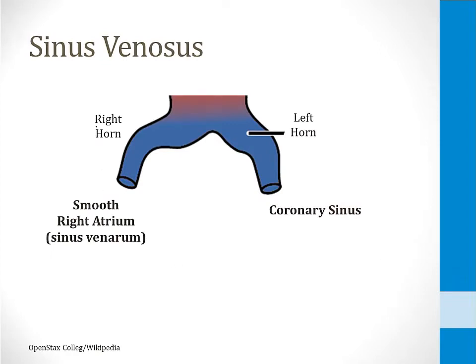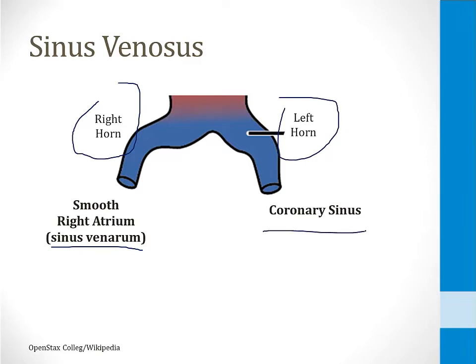And here I've zoomed in on the sinus venosus so that I can show you that the right horn develops into the smooth portion of the right atrium. This is called the sinus venarum. And the left horn develops into the coronary sinus. And an easy way to remember this is that the coronary sinus drains blood from the left ventricle, therefore it comes from the left horn. The smooth right atrium comes from the right horn.